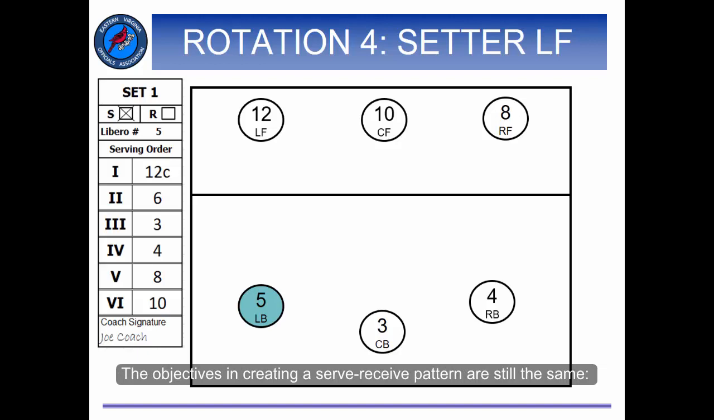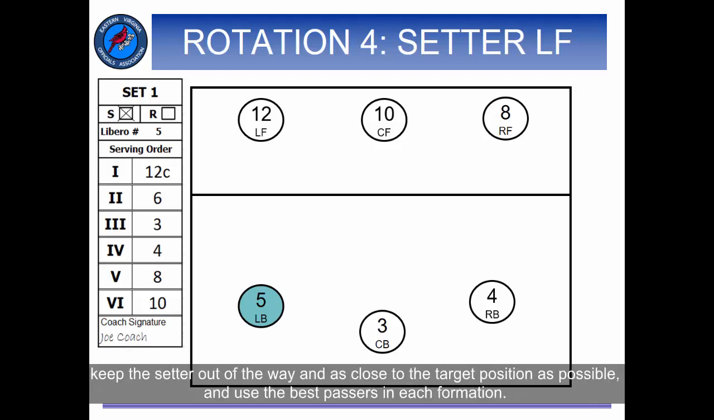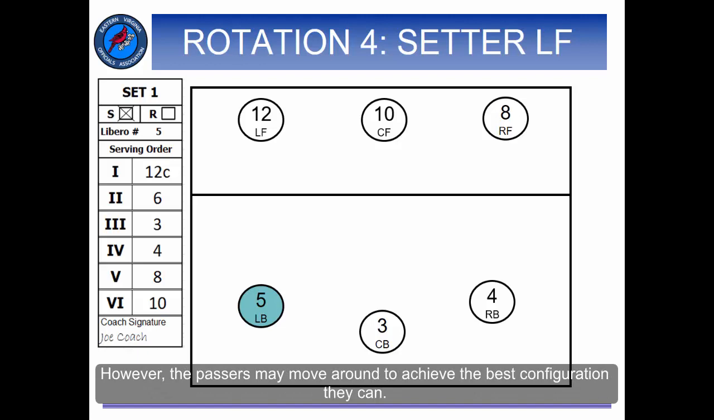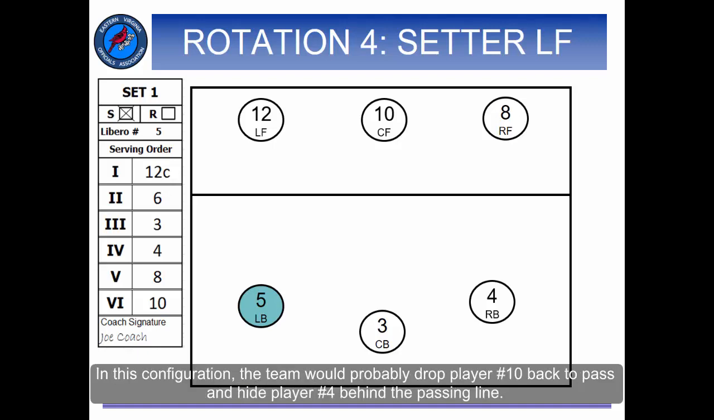The objectives in creating a serve-receive pattern are still the same. Keep the setter out of the way and as close to the target position as possible, and use the best passers in each formation. Since the setter is already out of the back row, she likely won't move much. However, the passers may move around to achieve the best configuration they can. The outside hitters, player number 3 and player number 10, are likely to be found among the primary passers along with the libero. In this configuration, the team would probably drop player number 10 back to pass and hide player number 4 behind the passing line.